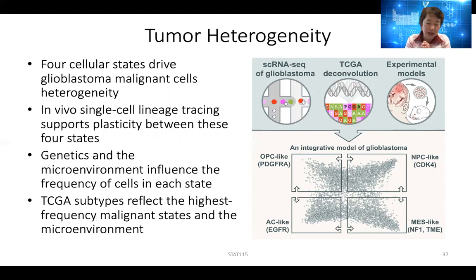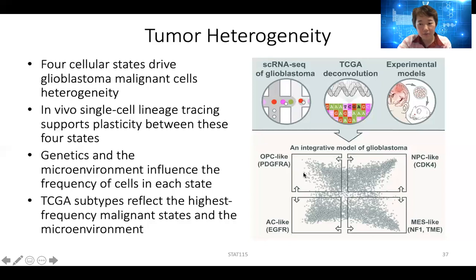You can imagine heterogeneity could be between different patients: this patient has glioblastoma, and another patient's glioblastoma is different. But interestingly, in this situation, they saw there are 4 different subtypes, and every patient has a little bit of those cells. If a tumor is, say, neuroprogenitor cell-like, it just has more of this population and less of the others, but everybody has a little bit of the other cells as well. And so there is very big plasticity between the 4 states.